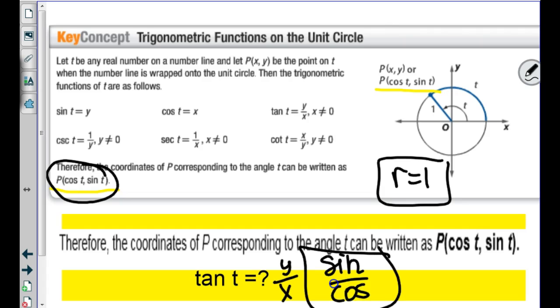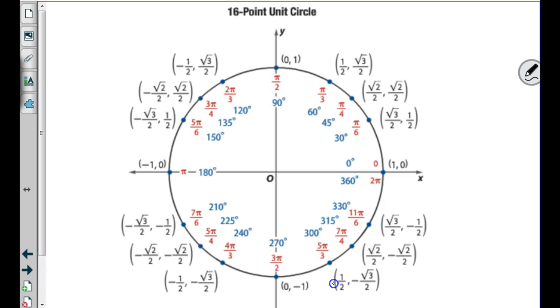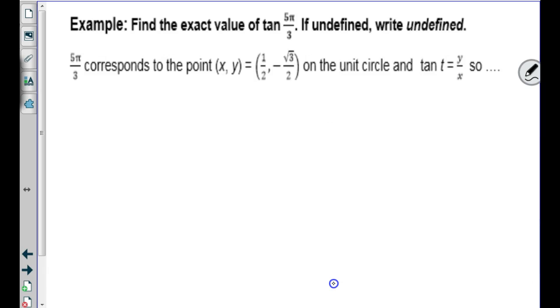Are you going to get that when we have to do those? Because this is like a huge thing on the next quiz. There's a lot of questions on these.